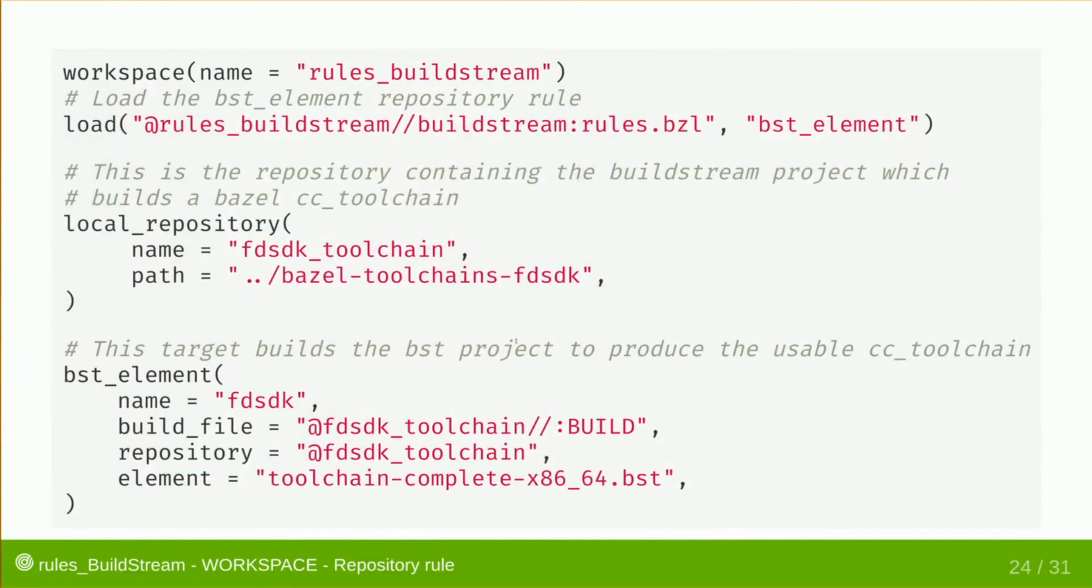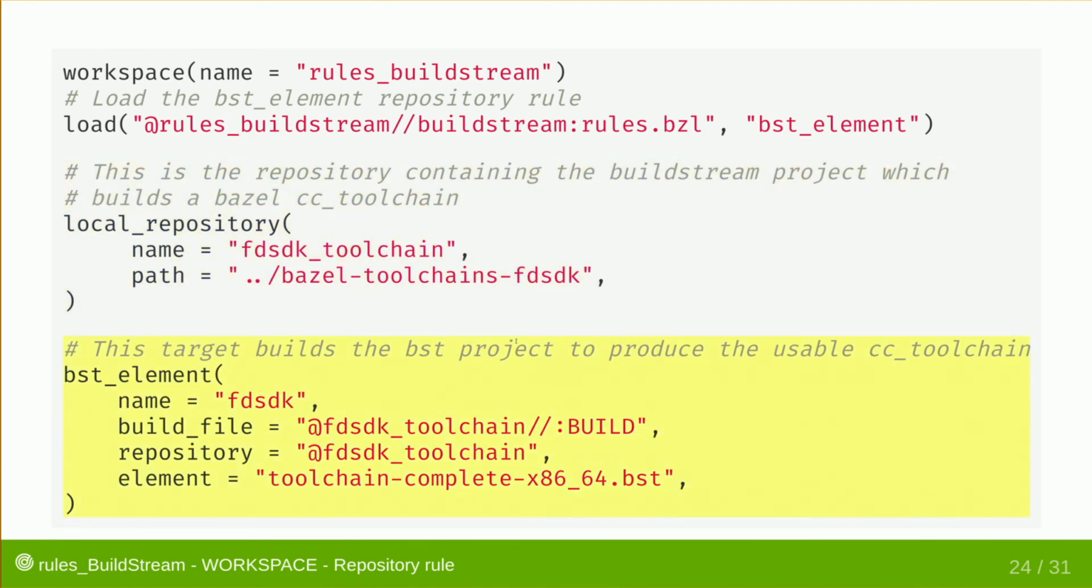Here's an example workspace file. It's obviously not the entire thing, but representative. We need to load in the BuildStream repository rules, set up a repository reference. Now that is to a BuildStream project. So that's literally just like the project that we've just explored. There's a bunch of elements in there. At least one of those elements is going to be the toolchain that we care about. Free Desktop SDK has all of these, so we're just using that.